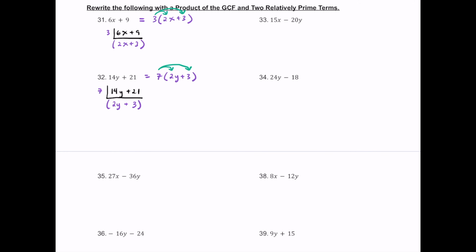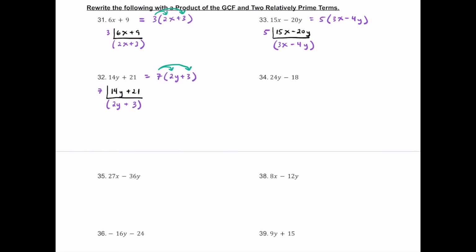On 33, let's see what we got here. We have 15x minus 20y. Let's see what they have in common. I think they both have a 5 in common, right? So if 5 times this 3x will get you 15x, and then 5 times a negative 4y, give this a hug. This will be 5 times the quantity of 3x minus 4y.